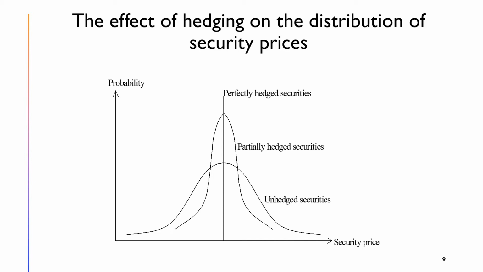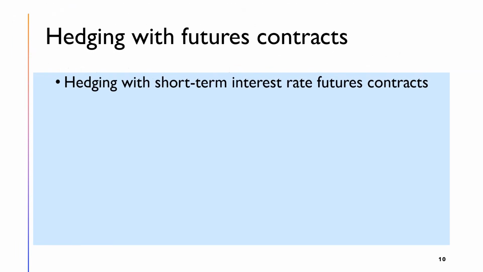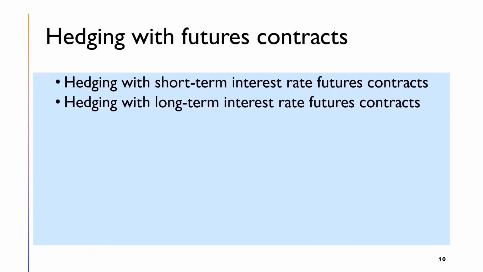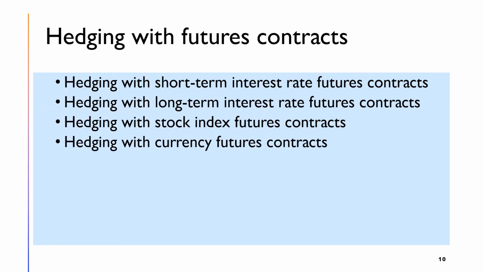The unhedged securities have the highest distribution of security prices. This means the risk or standard deviation is higher. Futures contracts can be used for hedging of various underlying assets, such as short-term bills, long-term bonds, stock index, currency, and commodity.